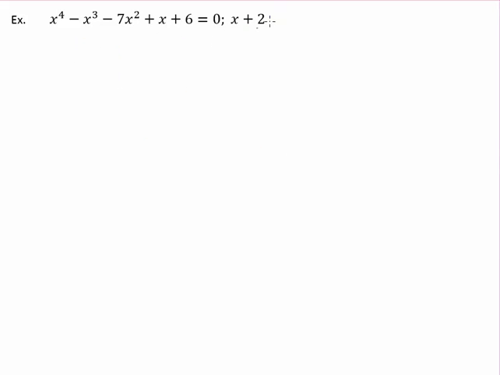Example 3, we have x plus 2, and we're going to do the same thing that we just did. So I'm going to subtract the 2 over to solve this, to start my synthetic division. Now, since this is x to the 4th, we should end up with 4 sets of parentheses. So I'm going to do 1, negative 1, negative 7, 1, and 6.